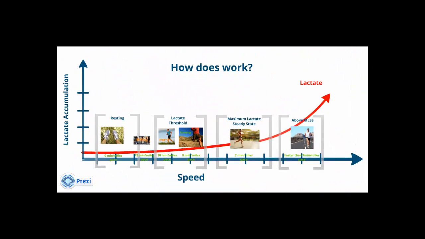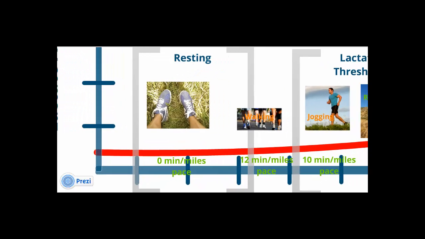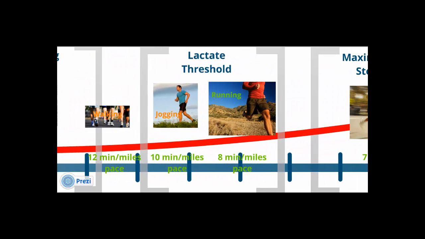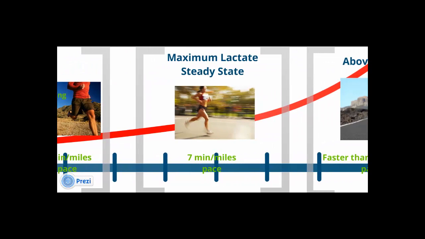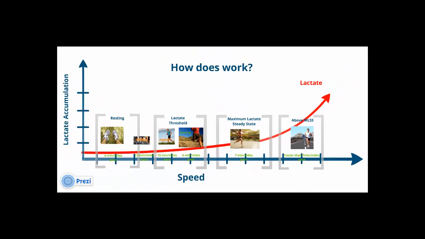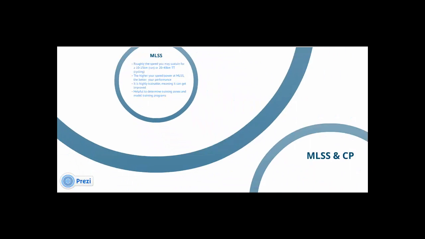We explained that when we go from rest to exercising a little bit faster and faster, we're accumulating lactate in the blood at a faster rate. Eventually we cross different thresholds, first the lactate threshold, and then eventually we reach the maximum lactate steady state. This is the speed that we roughly may sustain for a 10 to 15k when running or 20 to 40k when cycling. The higher the speed at maximum lactate steady state, the better you will perform. It is very trainable, and we can use it to determine training zones and model training programs.